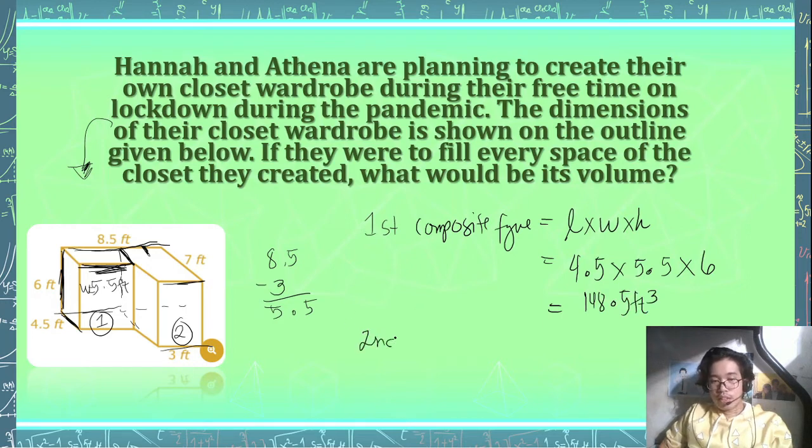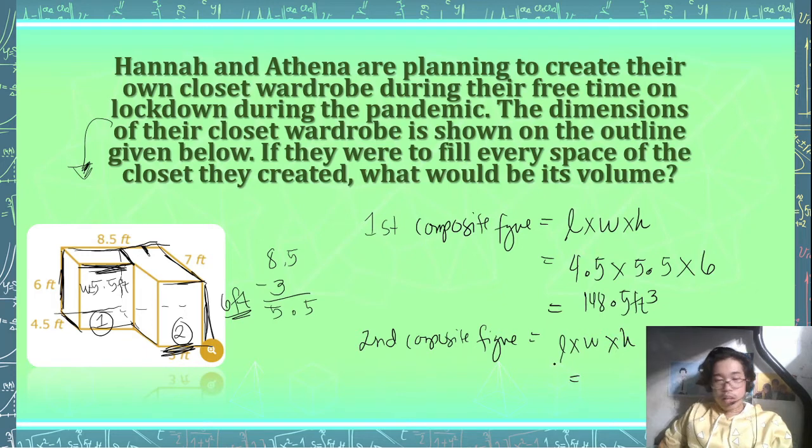For the second composite figure, dear students, we have here 3 feet, this is the width, by 7 feet, by also 6 feet. This is also 6 feet because it's connected to the first wardrobe. They're just creating one wardrobe, so this is 6 feet as well. So this is going to be length times width times height. The length for this one is 7 feet, times the width given at the bottom.